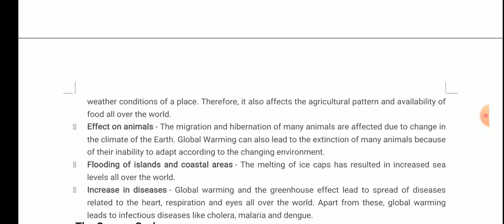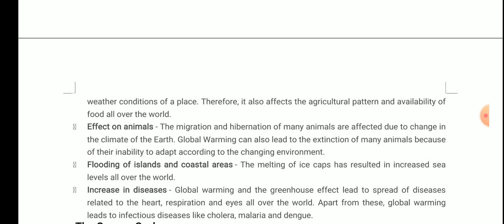Next, flooding of island and coastal areas. Now, as the glaciers, ice caps, and polar caps melt, it will definitely result in the increase in the level of the sea. And as the sea level increases, there are more chances of flood in island and coastal areas.